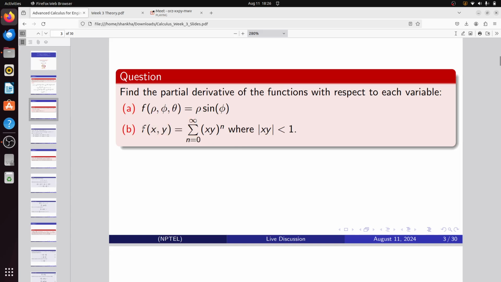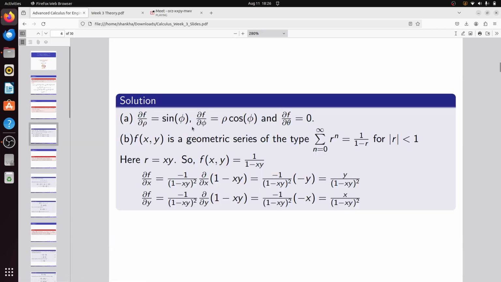What I am telling, is it understandable to you? I am just saying that if you have the infinite geometric sum n equals 0 to infinity r to the power n, then this series will converge to 1 by 1 minus r. So okay, this problem I have already discussed, the part A.